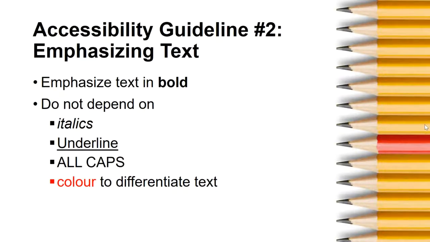The reason we don't want to use color to differentiate text is for those users that have visual impairment or color blindness. And I'll demonstrate that further in the next slide and another app I'm going to show you.